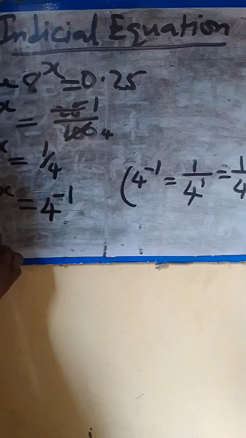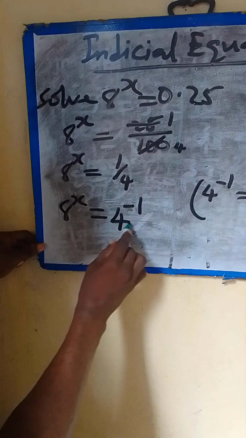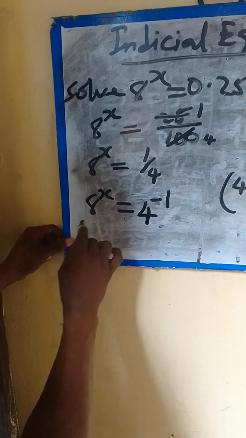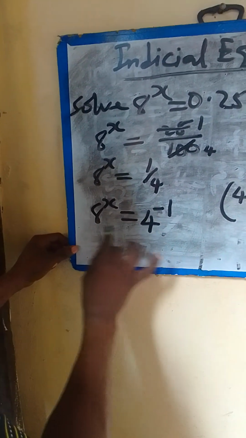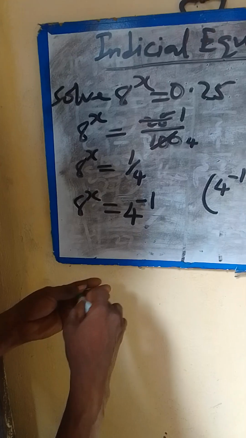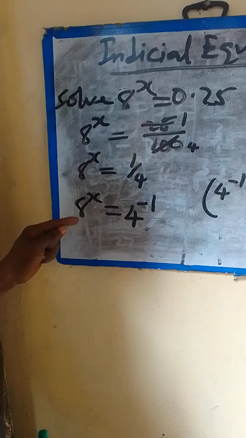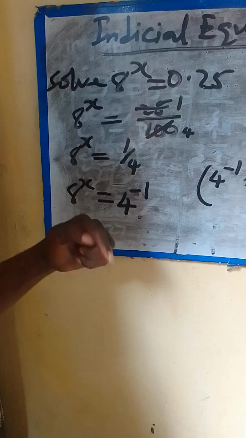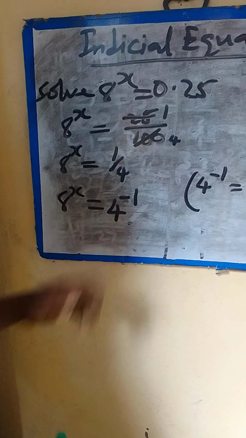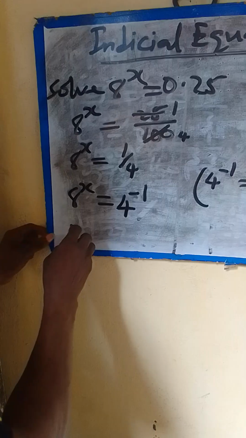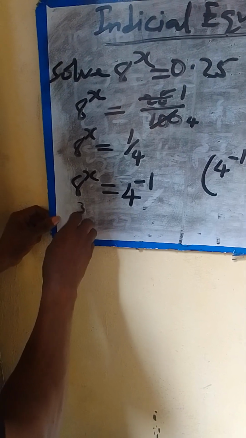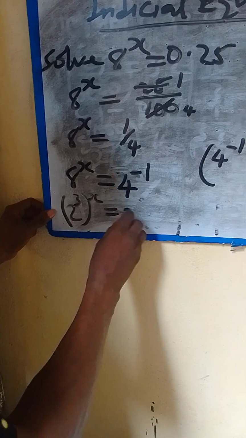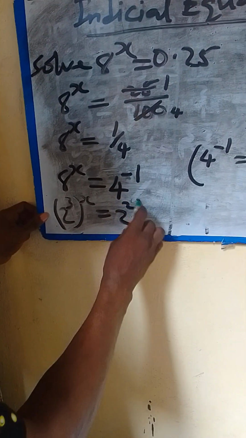So in this case, you now try to see how you can make the bases the same. That is what is very important when you have an indicial equation. Try everything to see how you can make the bases the same. And how do you make the bases the same? You look for a number that when you multiply it by itself a number of times will give us the base 8, and also that same number, if you multiply it by itself a number of times, will give us the base 4. So 2 raised to power 3 will give us 8. You multiply 2 times 2 times 2 to give 8. Also, you multiply 2 by itself 2 times to give 4.